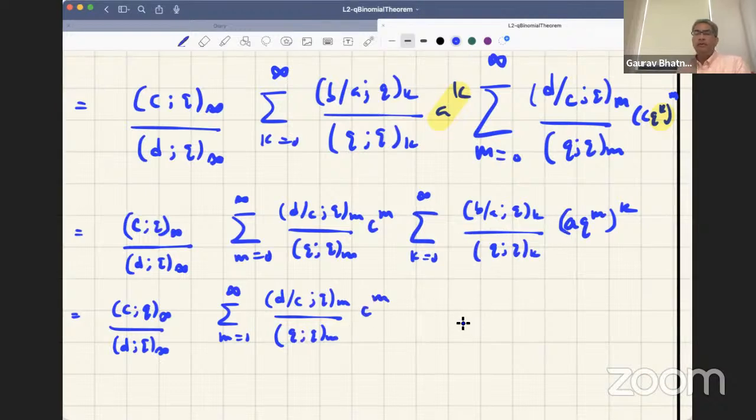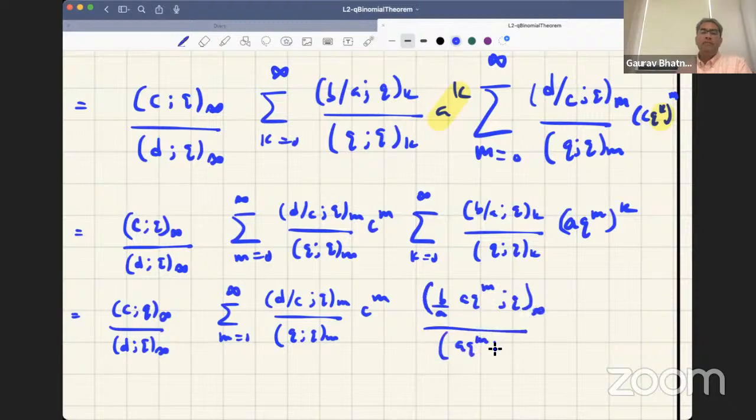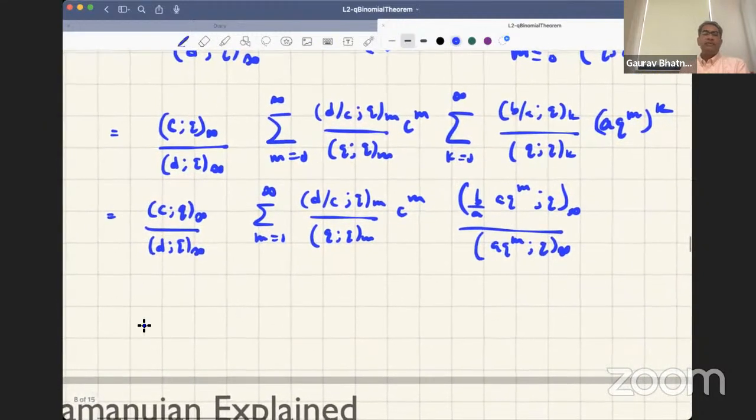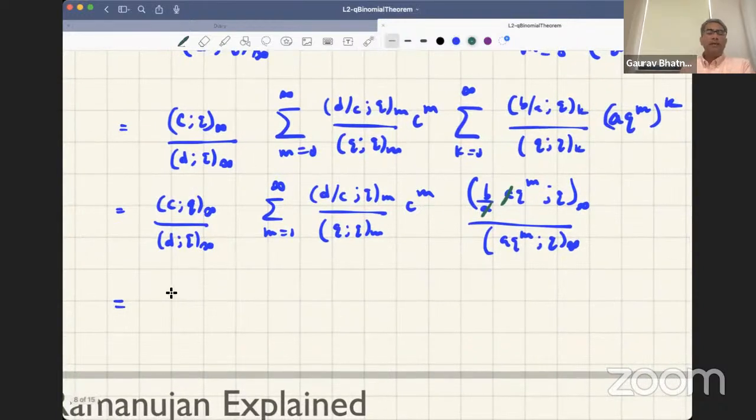So if we use the q-binomial theorem here, we will get (b/a)(aq^m; q)∞ over (aq^m; q)∞. And again, we use the same idea here and multiply and divide. So this gets cancelled, b over a and a get cancelled. I should use a smaller pen. And I get (cq; q)∞ over (dq; q)∞, and this is bq^m.